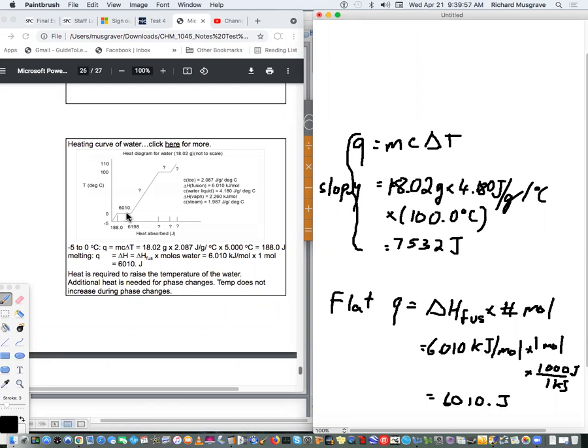Does anybody have any questions? So where did you get 6,010? Do you see I've got the value for delta H of fusion right here? Okay, yep, sorry. You'd have to be given that, Joseph. Thank you. Okay, all the values will always be given to you with the problem. You'll always get the heat capacities of all the phases of the substance, as well as the delta H of fusion and the delta H of vaporization. Does anybody have any other questions about this?